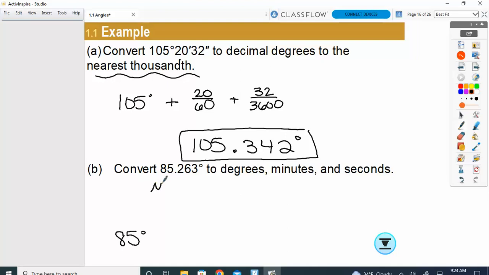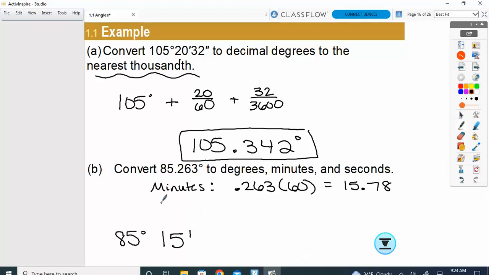To get the minutes, we take the decimal part, so 0.263, and how many minutes are in a degree? So we multiply that by 60. And we get 15.78 minutes. So that means I have 15 total minutes.